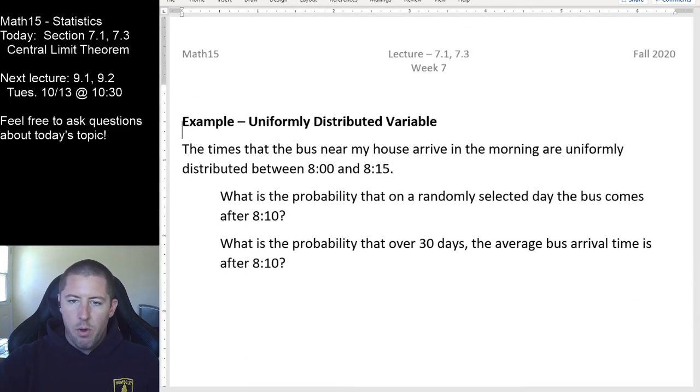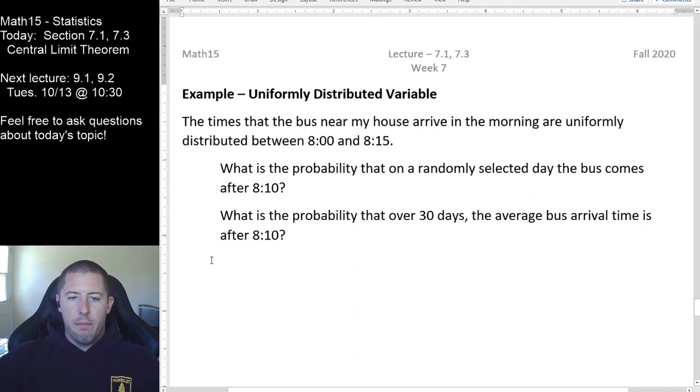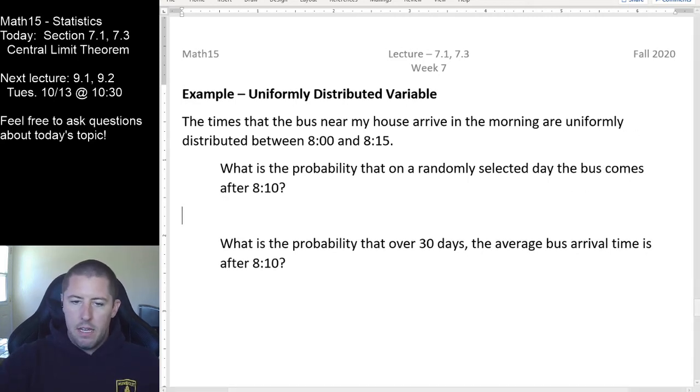Now we're going to look at an example where we see a uniformly distributed variable. The times that a bus near my house arrives in the morning are uniformly distributed between 8 and 8:15.